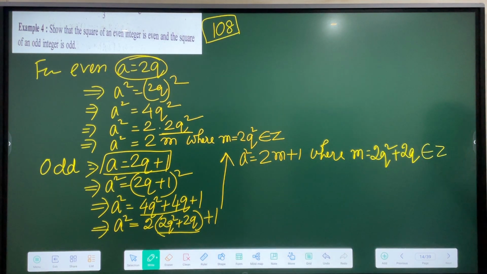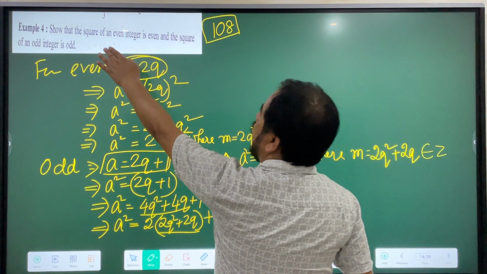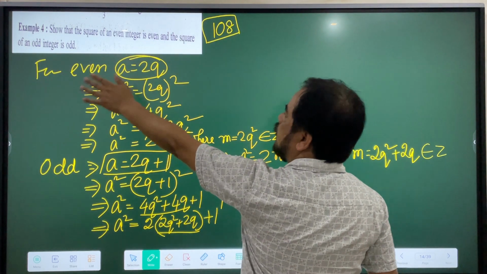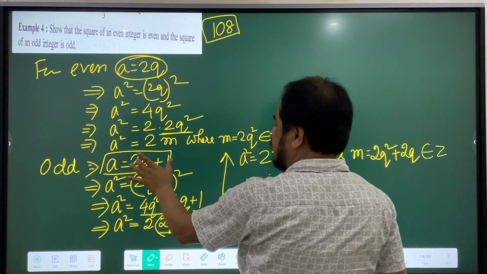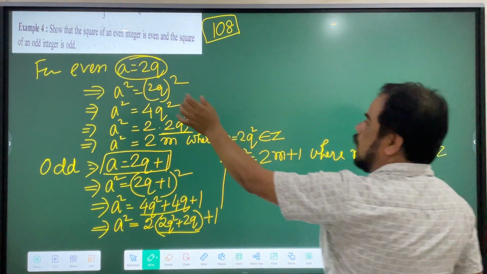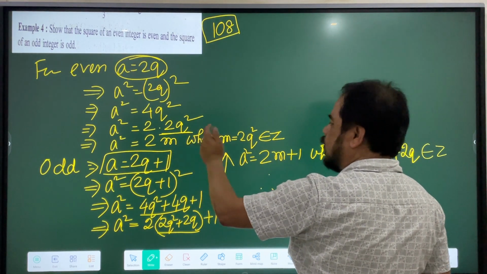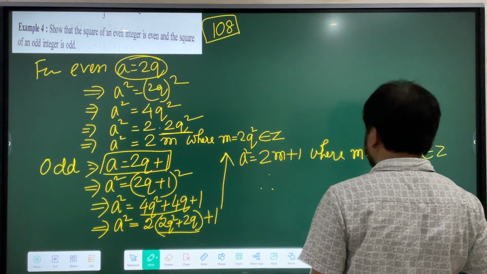Why? Because q. So therefore, square of an even integer is even and square of an odd integer is odd. This is odd integer, we have got odd. We have plus 1 is there. Even integer, we have got even only. 2m, no plus 1. If it is plus 1, odd. If it is no plus 1, even.